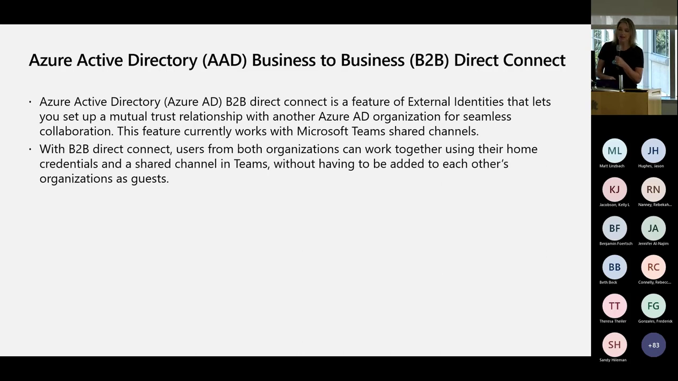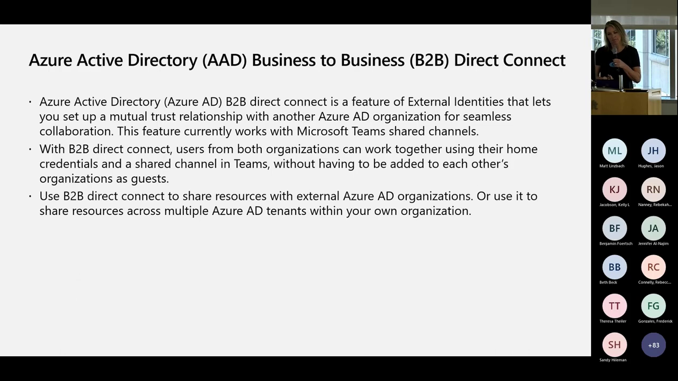And with B2B Direct Connect, users from both organizations can work together using their home credentials. We talked earlier, you have to have Azure AD authentication. So it's your work email address and your colleagues' work addresses at the other organizations, right? That's how they have to authenticate. And that's the only identity that you can use to allow for this external access. And it has to be added to each other's cross-tenant access settings. I'll show you what that means.